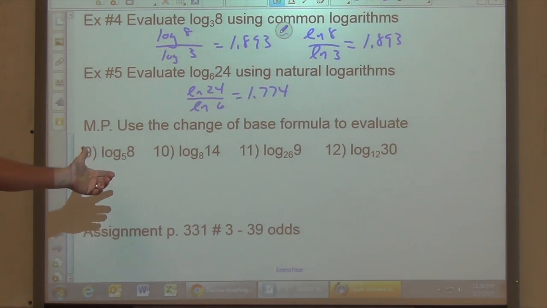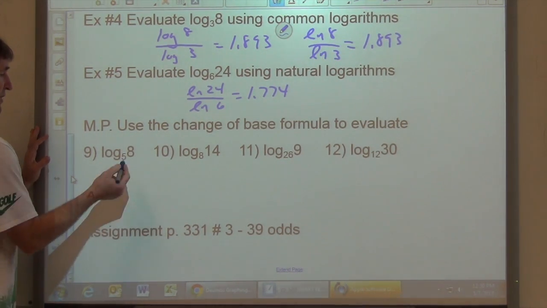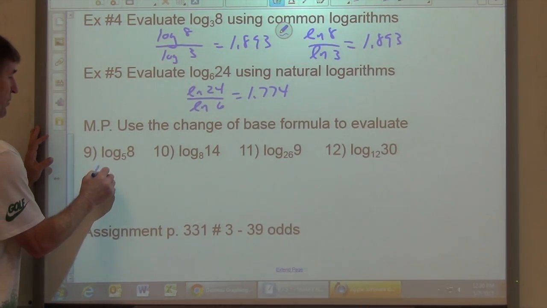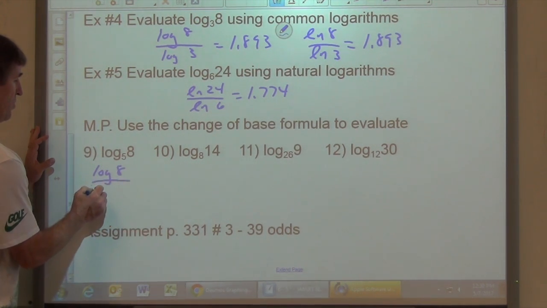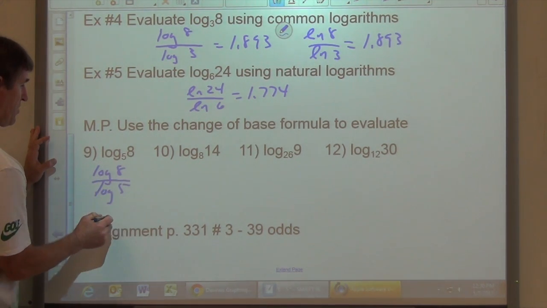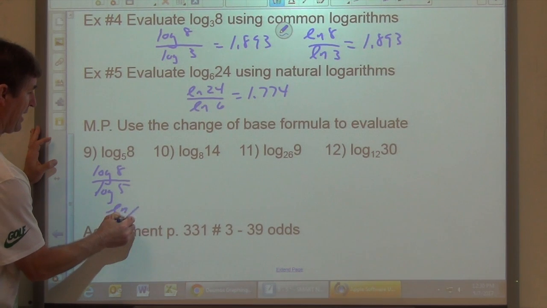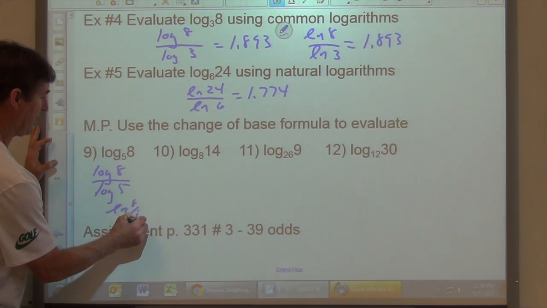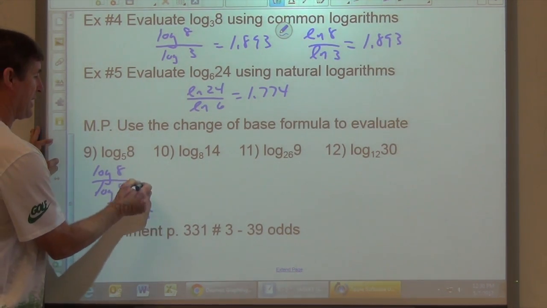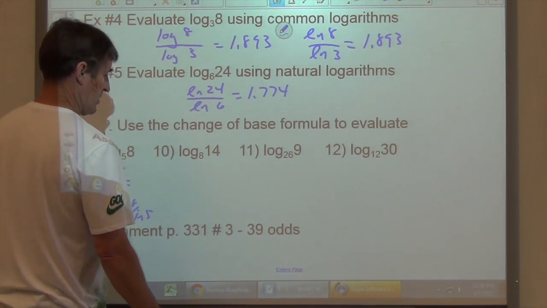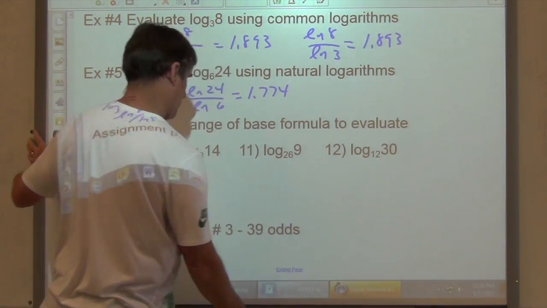So go ahead and pause the video, try those, and then come back and check it. So you should have either set this up, again, you can do it either way, log 8 over log 5, or ln 8 over ln 5. In either case, you'll get the same answer. So it's totally up to you which way you did that.